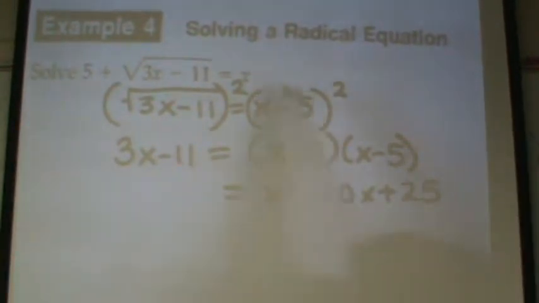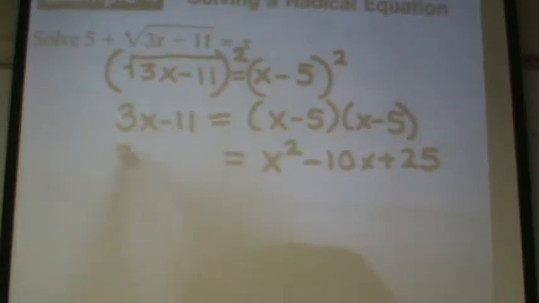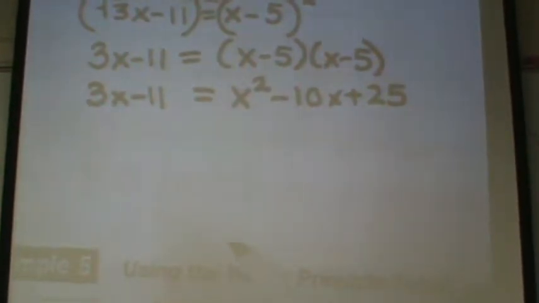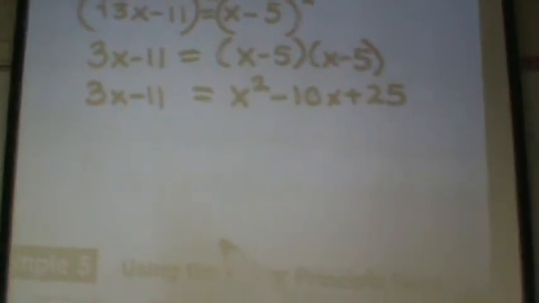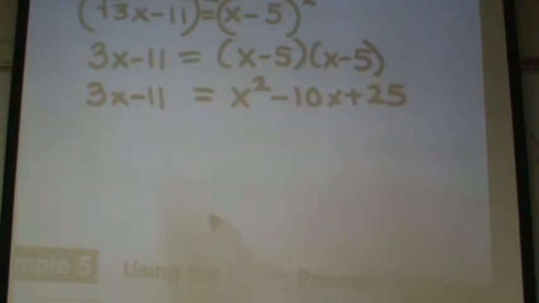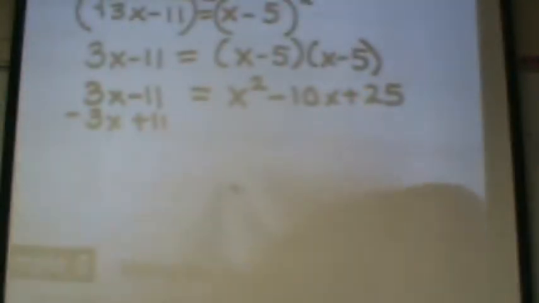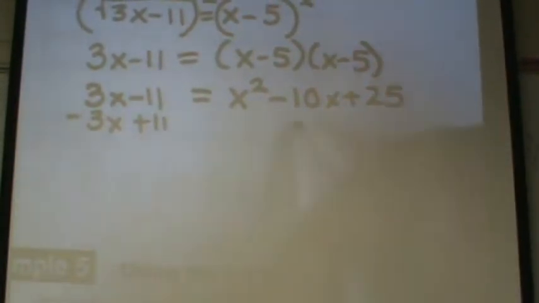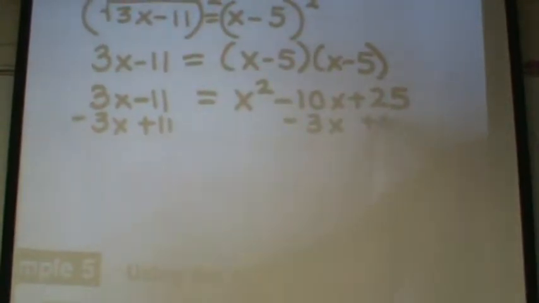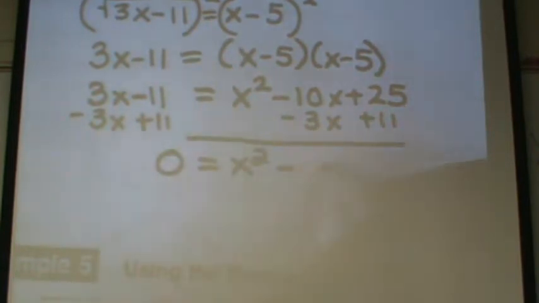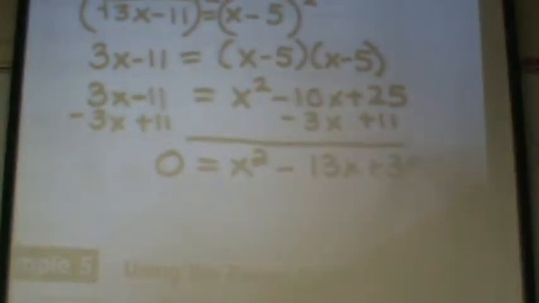Does everybody understand? Watch this. Okay, now what should you do? Because it's a quadratic, you've got to zero one side out. Which is the easiest side to zero out? Yeah. So let's get rid of these two. Can I do them in one shot like that for you? Subtract 3x and add 11. So you end up with your 0 on the left, and you get x squared minus 13x plus 36.